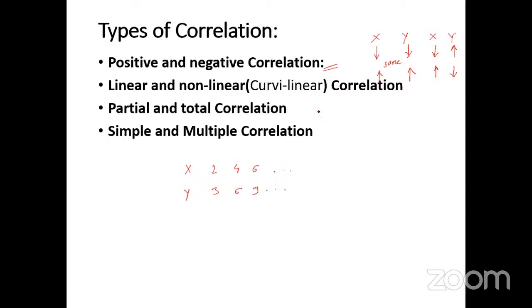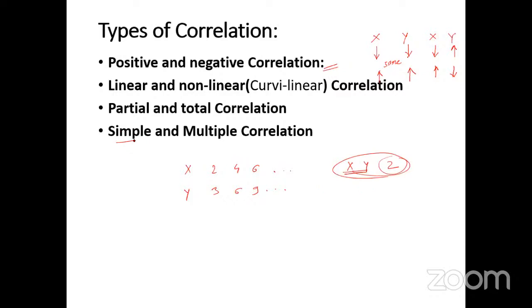Partial and total correlation. When you are considering more than two variables to study the correlation between them, let us consider x, y, z. If we are taking x and y into consideration and keeping z constant, then it's called partial correlation. But if we take all three into consideration simultaneously, it is called total correlation.